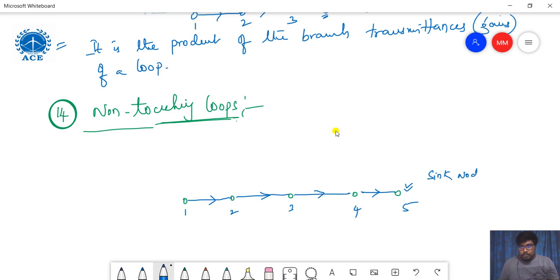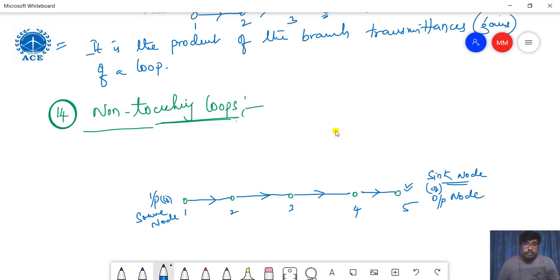If I have not given this one, please note down: this is called the sync node, or output node, and this one is called the input node or source node. Input node is nothing but the source node, and the output node is also called the sync node, or output node generally, right?